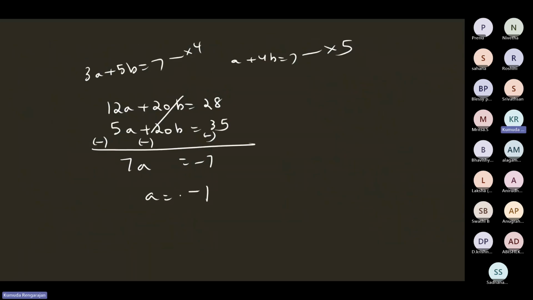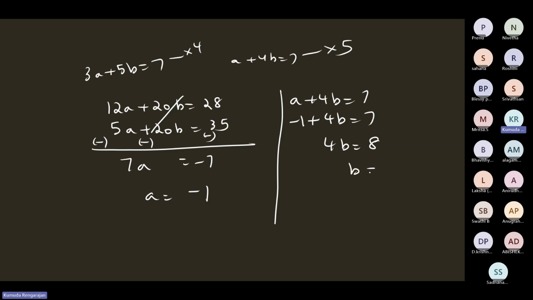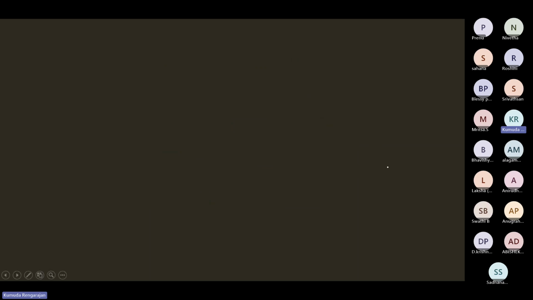Now, after getting minus 1, you should substitute the value of a, which is minus 1, in any one of the two equations. So you can take this equation, a plus 4b is equal to 7. Take a as minus 1. So 4b is equal to 7 plus 1, 8. b is equal to 2. So that's what we got here also. b is equal to 2.